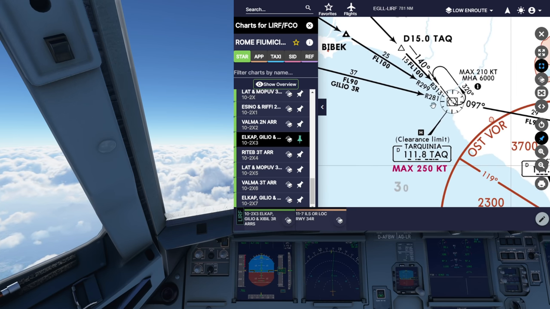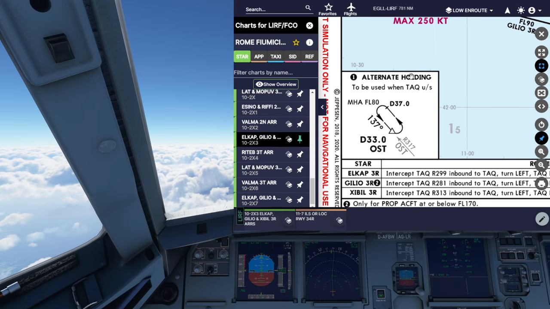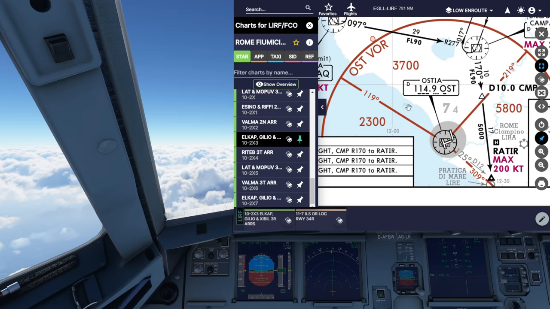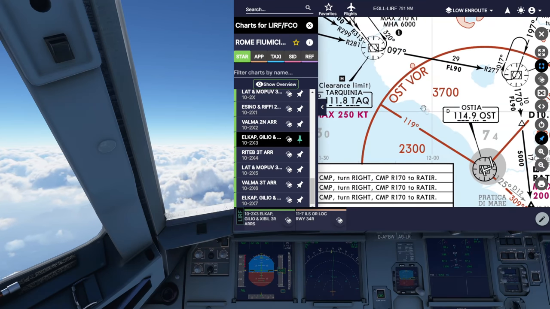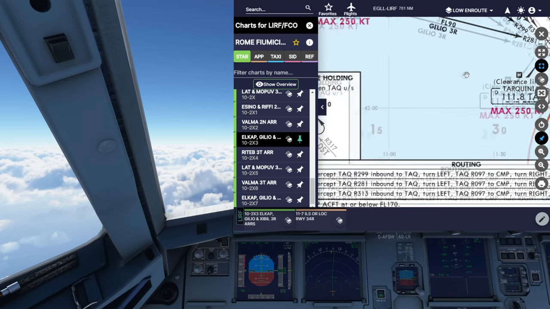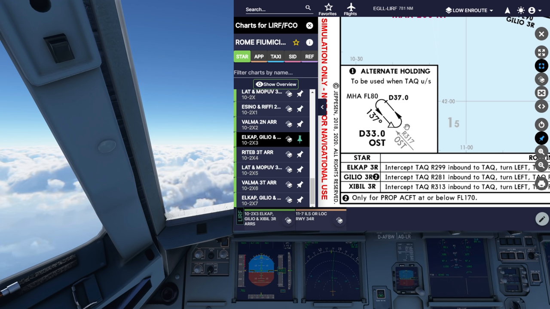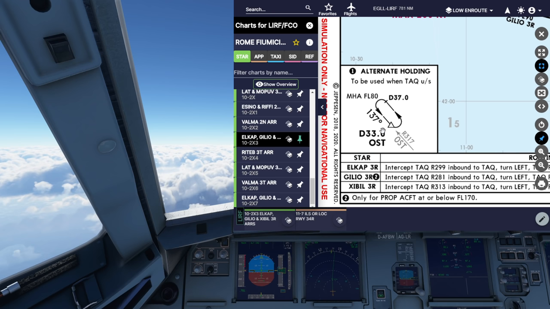So if this VOR doesn't work, then we can use the Ostia VOR, which is down here, Ostia. And again, there's a radial out here to this point, which happens to be the 317 radial. So we can just track inbound to Ostia, and then at 33 miles inbound to Ostia, we can make our left turn and fly our hold. So that point becomes the D33 on this radial. Again, don't worry too much about this. This is just if that VOR is broken.